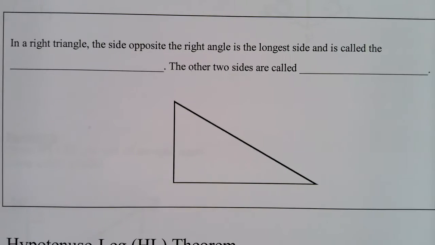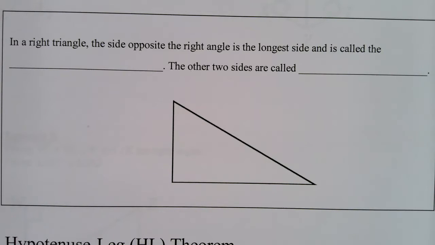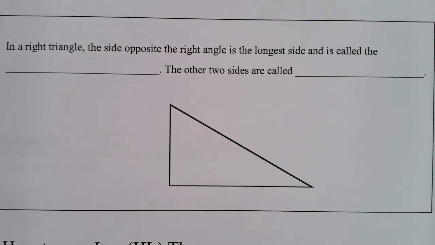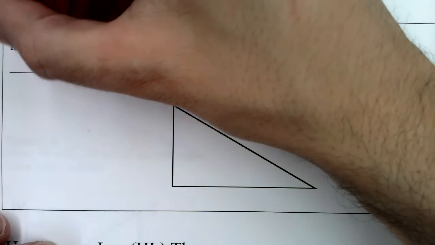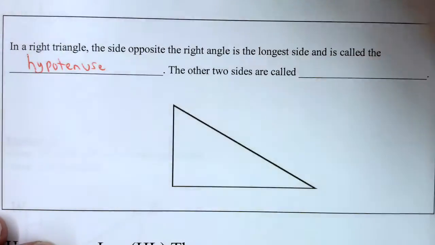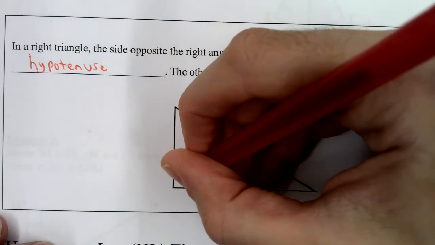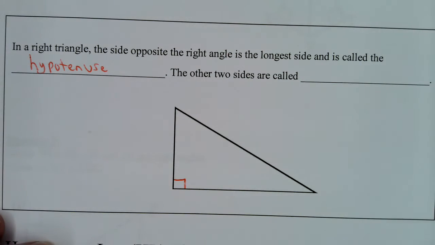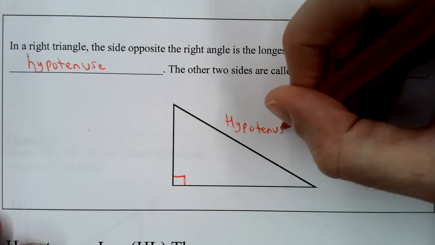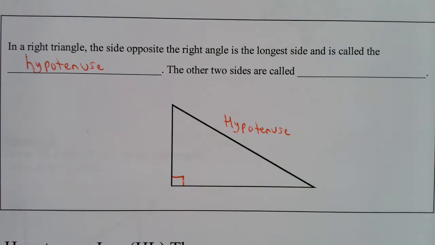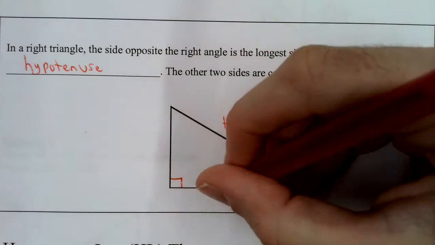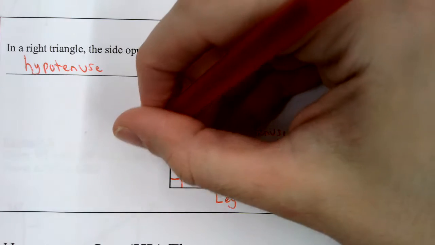So just some terminology first. In a right triangle, the side opposite the right angle is the longest side, and it is called the hypotenuse. In our diagram below, this is the right angle right there. The side opposite the right angle is the longest side, and it's called the hypotenuse, which is this side right here. The other 2 sides are called legs. So that's a leg, and that's a leg.